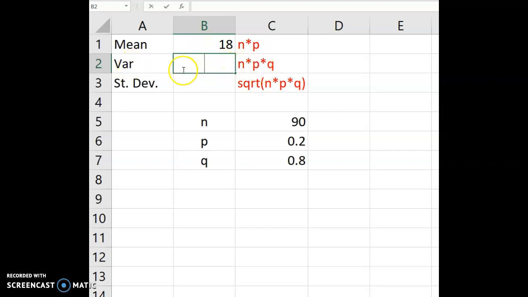Formula for variance is N times P times Q. So 90 times 0.2 times 0.8, and there's the variance of our binomial distribution. And then the square root of the variance, that's always the definition of standard deviation. So the square root of N times P times Q gives us the standard deviation of our binomial distribution.